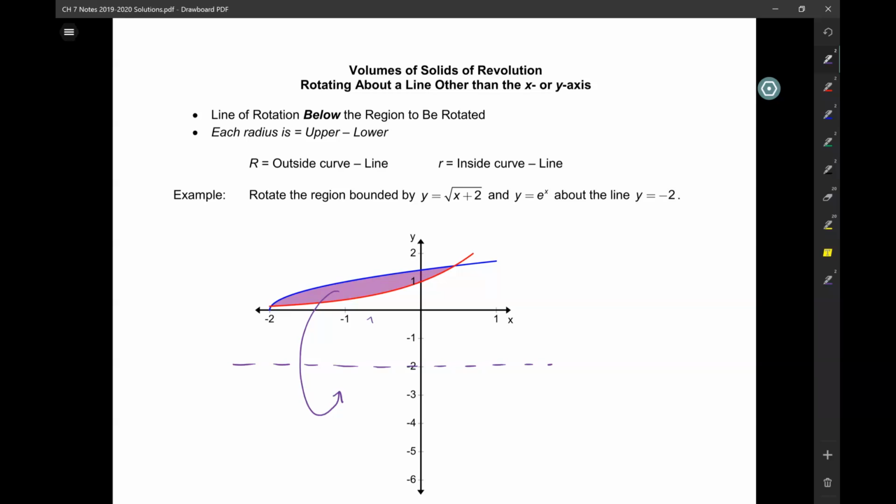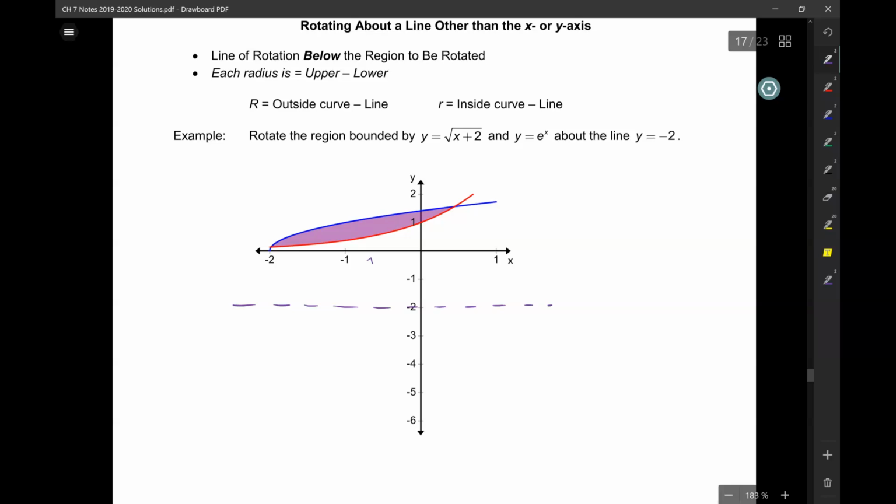Now, first thing you have to think about is whether the line that you're rotating about is parallel to the x-axis or the y-axis. This y equals -2 is parallel to the x-axis, so you're going to be integrating with respect to x and dx and all that stuff, okay? So that's first. Now, second, the way this looks now is when you rotate, it's going to almost look like this, right?